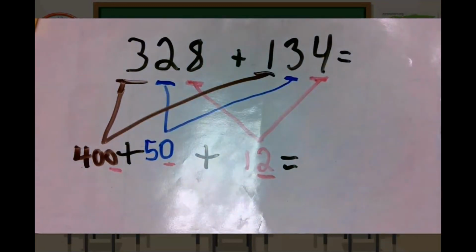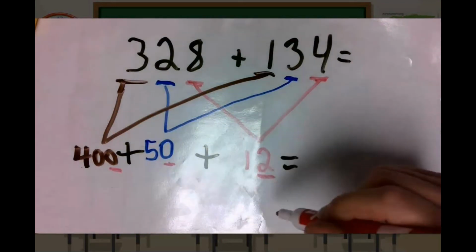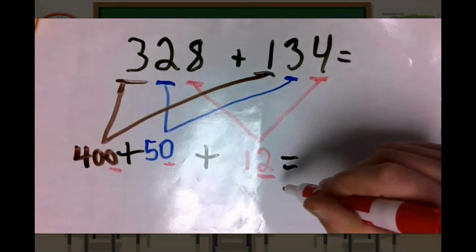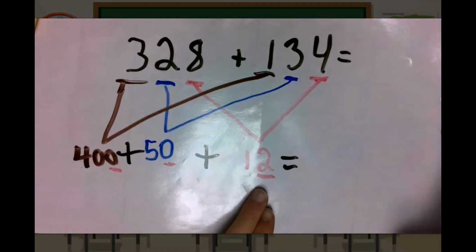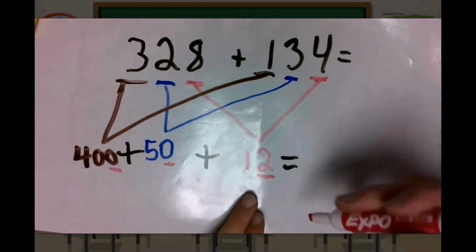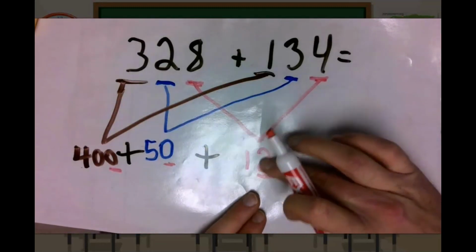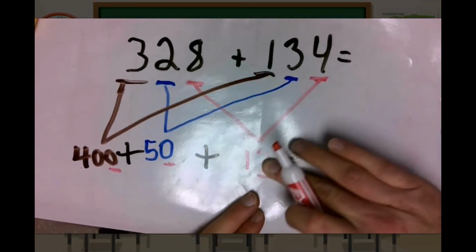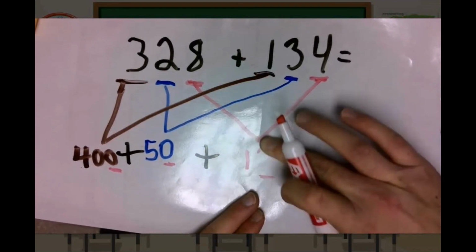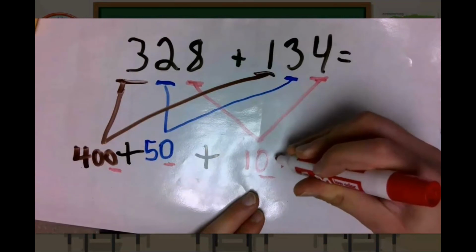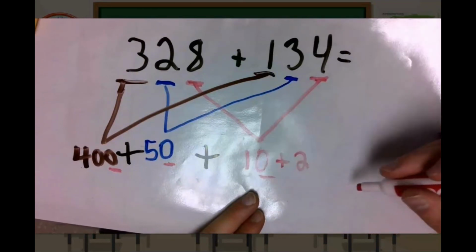Now, there's two ways to think about this. We can just add it like this, looking at our place values, or we could separate this. We could separate this into not 12, but really, we could change this to a 10 plus 2. Is 10 plus 2 the same as 12?